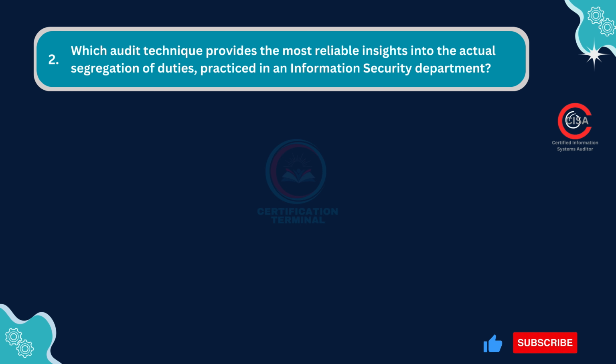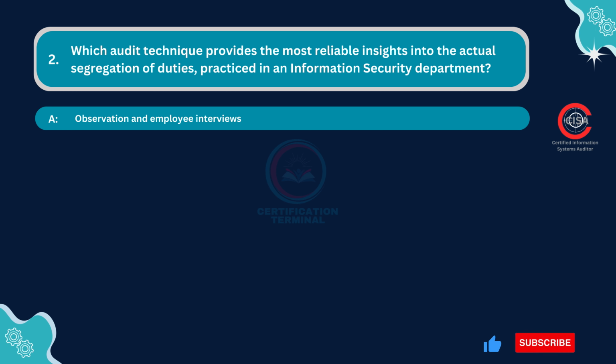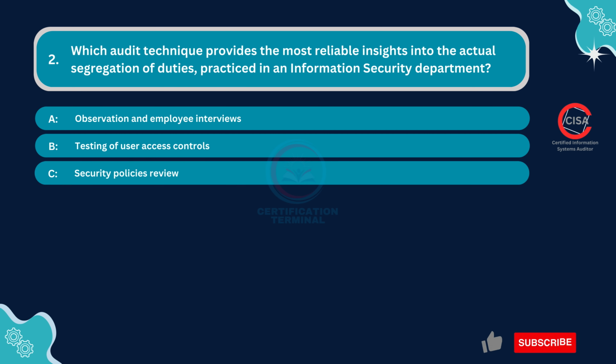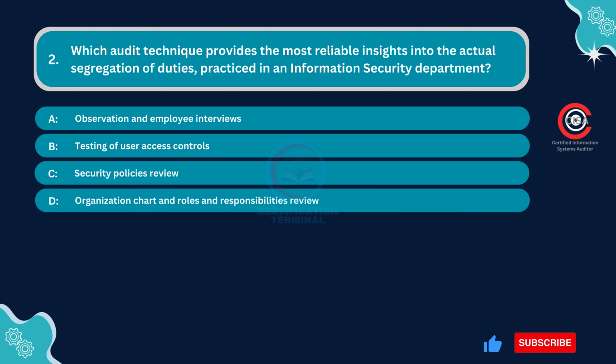Question number 2. Which audit technique provides the most reliable insights into the actual segregation of duties practiced in an information security department? Option A. Observation and employee interviews. Option B. Testing of user access controls. Option C. Security policies review. Option D. Organization chart and roles and responsibilities review.